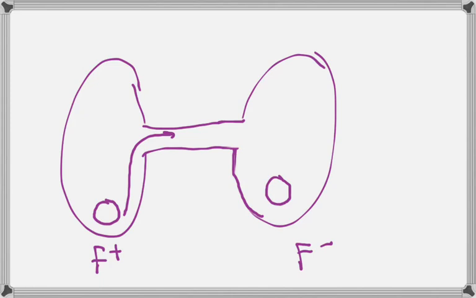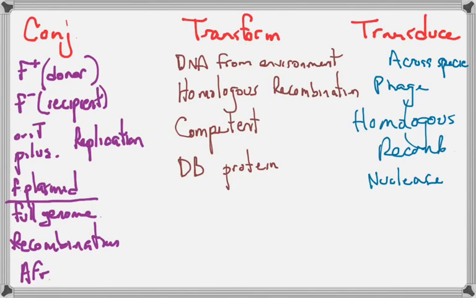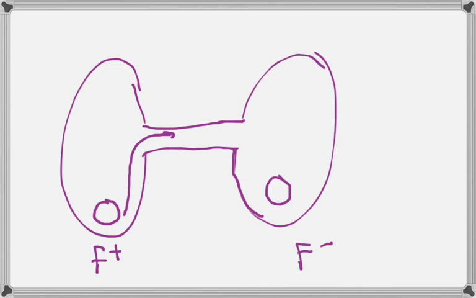Let's see. I'm going to go back real quick to see if there are any terms we missed that we probably should include. Oh, probably ORI-T. ORI-T would be where the nick occurs, the beginning of that transfer from one cell to another. That's the nick on the plasmid that's in the F positive cell.